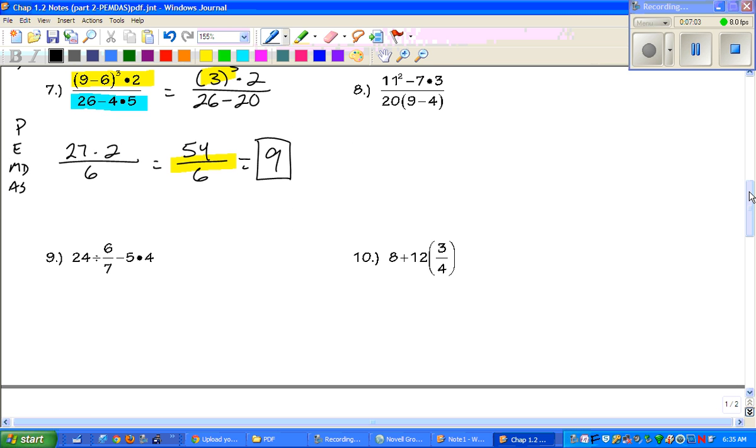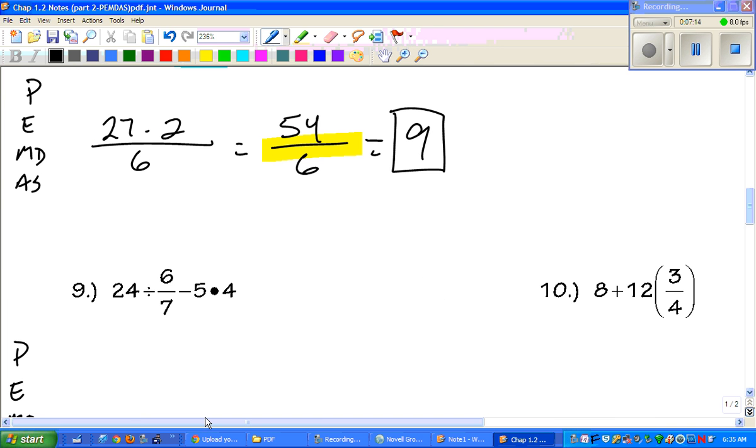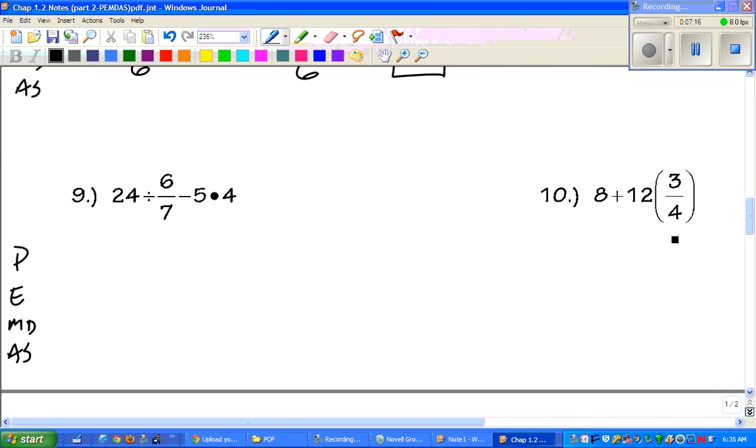All right, let's look at 9. Now, number 9 might look hard because it has fractions. And let's zoom in on this one, just so we have enough room to write. Okay? Now, we don't have parentheses, so we don't have to worry about that. We don't have to worry about exponents. But now the first thing that we see in here from left to right is division.